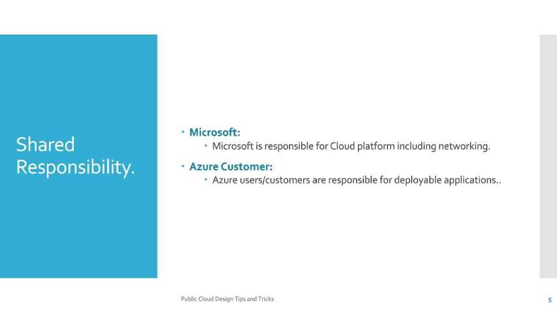Let's go to the responsibility model. There are two responsibility models coming into the picture. One is what Microsoft has to do to get your application resilient, and what the Azure customer who is using that platform has to do. So Microsoft is responsible for the cloud platform, including networking. That means in case of availability zone failover or regional failover, that type of solution is taken care of by Microsoft Azure.